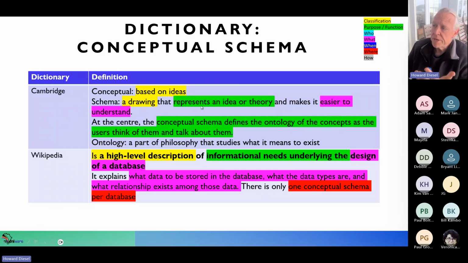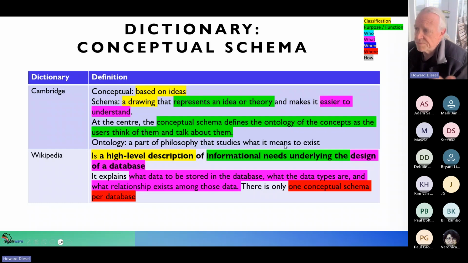It's a drawing that represents an idea. So you can see it's actually quite different to a database design. We've almost got an overload of terms here. One is a drawing that represents an idea. It's easy to understand. And here is an interesting thing: at the center, the conceptual schema defines the ontology of the concepts as the users think of them or talk about them. Just quickly, ontology really is just the study of what it means to exist.